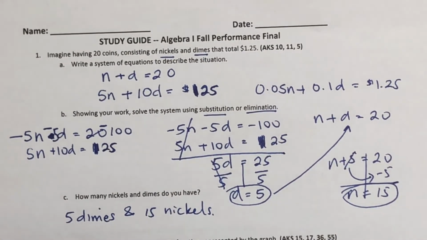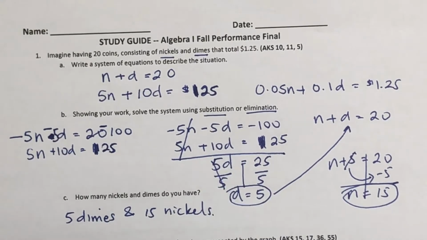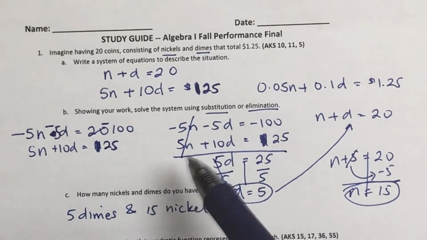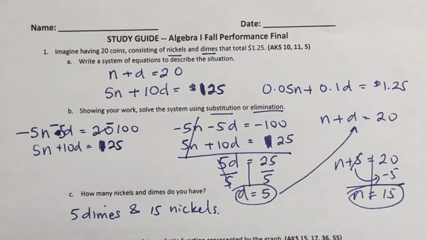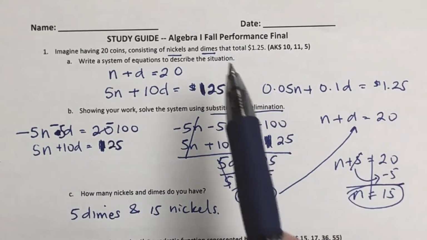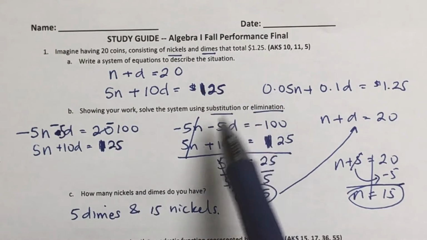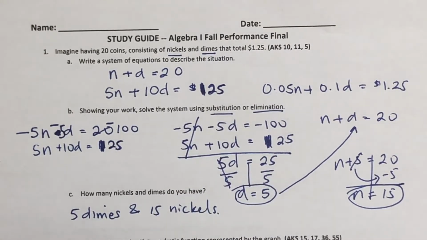Okay, now you could do that with substitution, but I prefer elimination, so that's what I'm doing. This is what showing your work is. So this is what we're looking for when we say you need to show your work on that performance. You get points for your work as well as your answers.